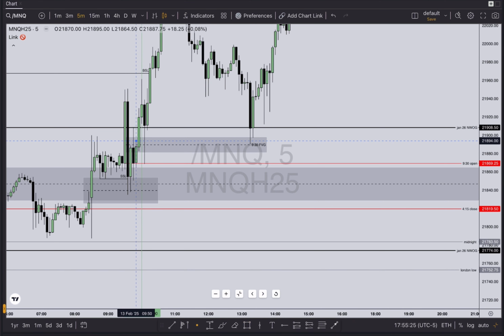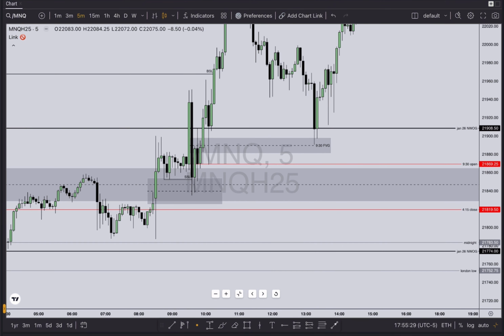Inefficiency. Now I'm going to take this ray off, it was just to show you guys the time. So now we have this inefficiency on the 5-minute, right? We've taken out sell side here and before. We've acknowledged that we're in bullish order flow. We have this buy side as a target. I'm looking for an entry now.